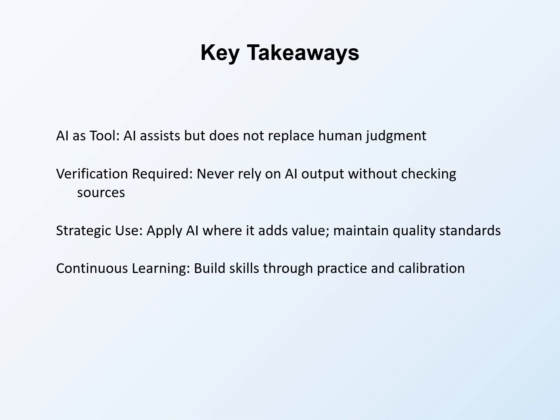Key takeaways summarize essential principles for AI-assisted prospect research. AI as tool means AI assists but does not replace human judgment. AI can accelerate data processing and pattern identification, but prospect evaluation requires human judgment about fit, strategy, and relationships. AI enhances your capabilities, it does not substitute for them.